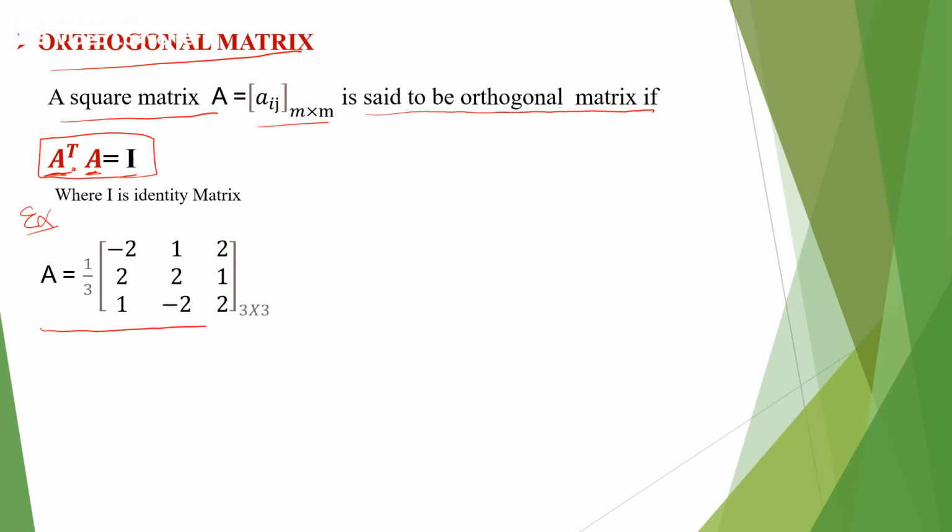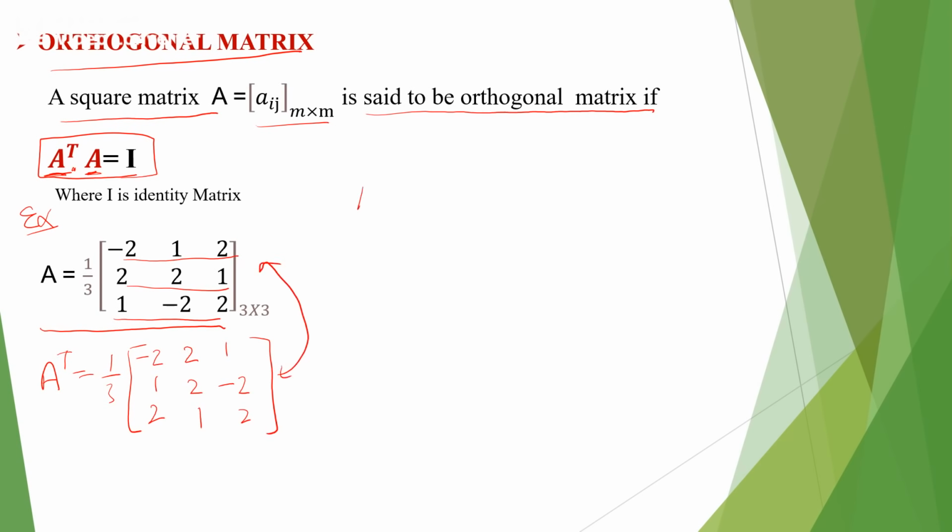This matrix A is orthogonal because if we take the transpose of that matrix, we get 1/3, and that row converts into a column, that is -2 1 2. The second row becomes the second column, 2 2 1, and by transposing the third row we get 1 -2 2. Now we multiply these two matrices, that is A transpose into A.